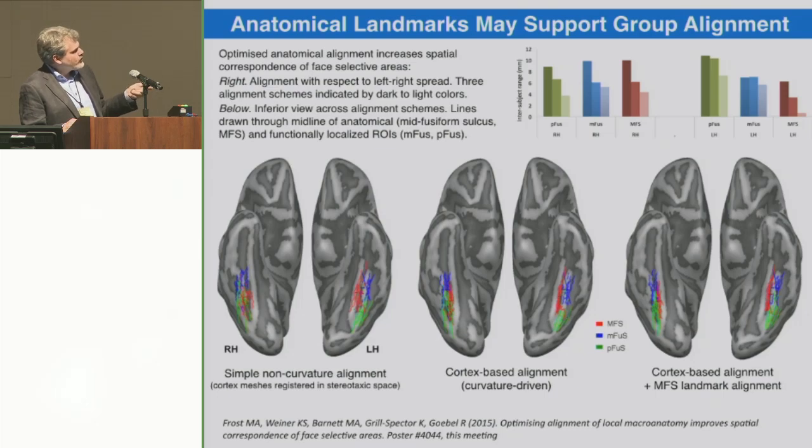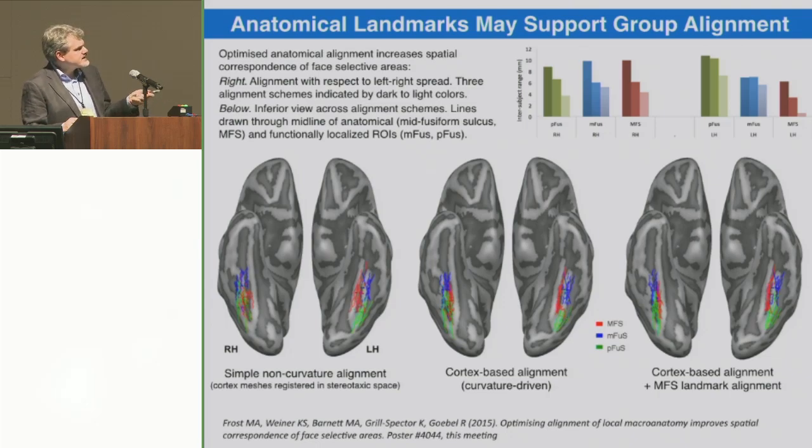if we use for the alignment a curvature-driven alignment combined with landmark alignment, which is actually used here on the right side, and we include the MFS, the medial fusiform sulcus, anatomically as a landmark to drive the alignment, then we also get in the group data very nice alignment of the medial fusiform and the posterior fusiform face regions. So these face clusters align very well in the group map if we use in our alignment the MFS, an anatomical structure, as a landmark in addition to curvature alignment.